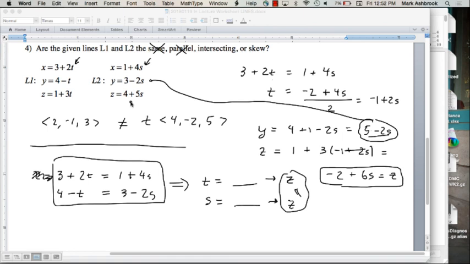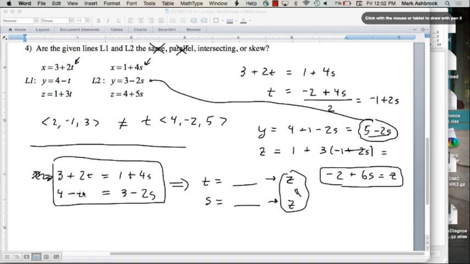So let's do it. So let's try it. When you do the x and y equations, it doesn't work. Okay, so let's try the, what? We want to do x and z? Let's do x and z.